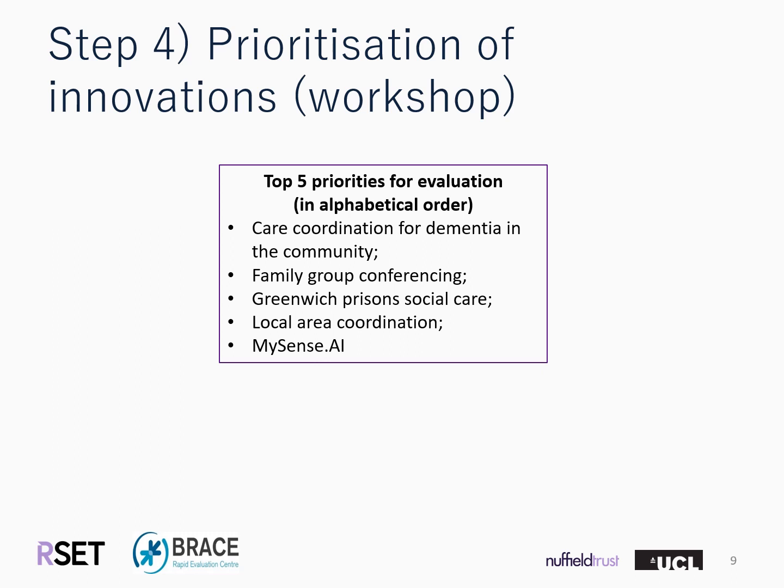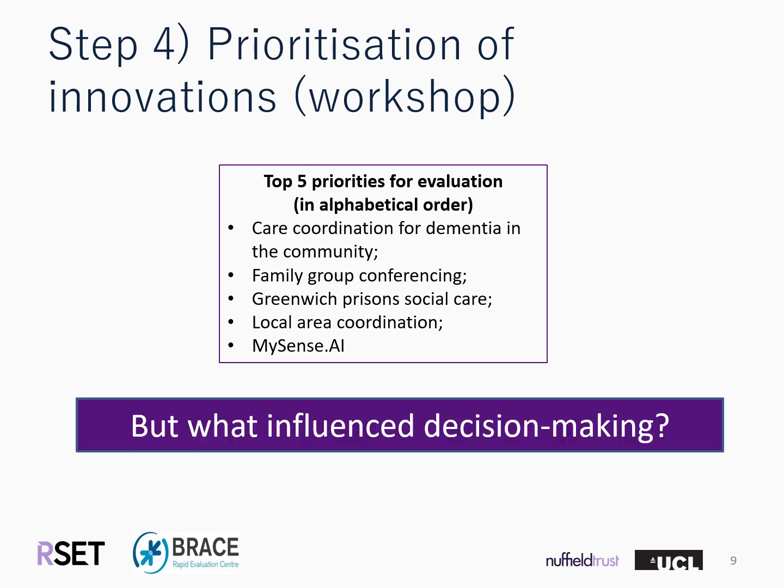So we managed to rank the top 5 but didn't rank within these. And as you'll see, the top 5 priorities agreed included a range of innovations for a variety of target groups. These included older adults, people living with dementia, people living with mental health conditions, and the prison population. The top 5 innovations range from community innovations to digital technologies. But you might be thinking, what influenced this decision making?